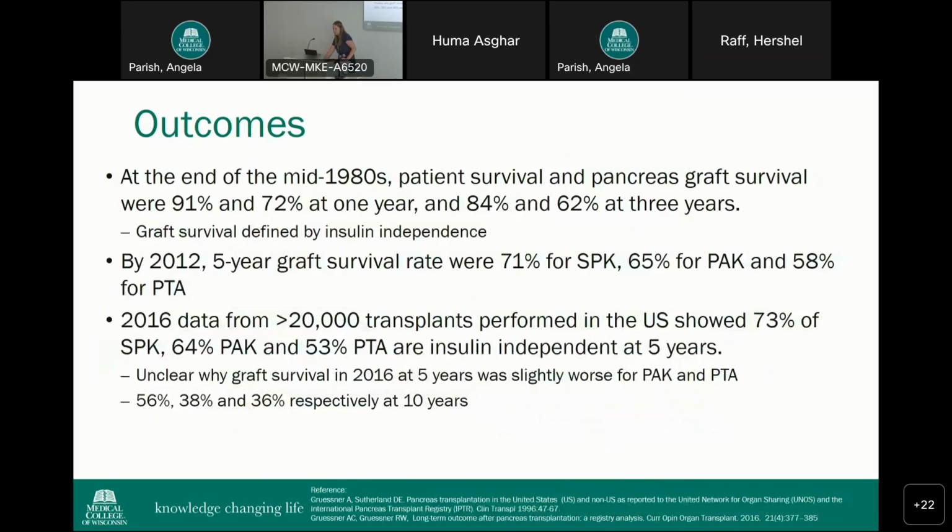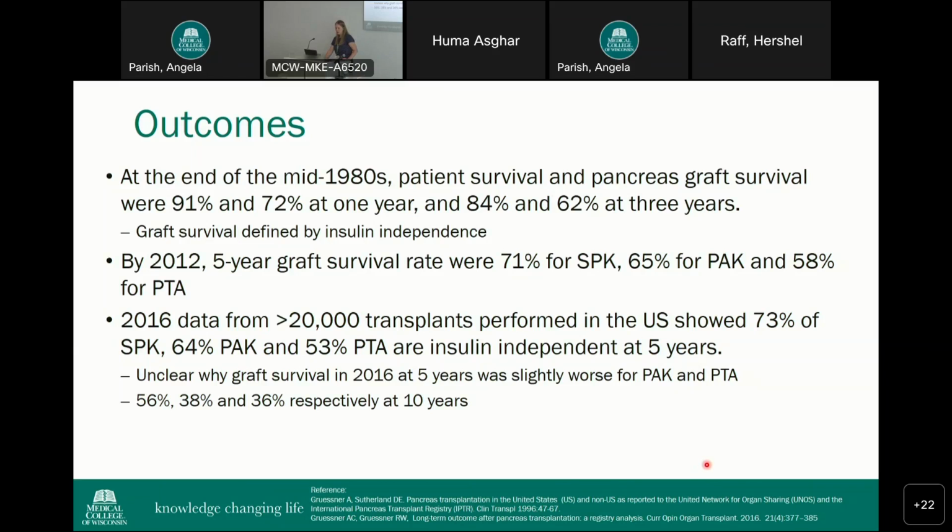So with all this being said, what is really the outcome of these transplants? Is it worth our while? As of the mid-1980s, survival of the graft in the pancreas wasn't so good. It was 91% patient survival and 72% survival of the graft itself at 1 year. These numbers decreased to 84% and 62% at 3 years. Also interesting is that it wasn't until 2019 that we came to a consensus of what really defined graft survival. In the mid-80s, graft survival at that time was defined as insulin independence, which, I'll get to in a moment, is not the case anymore.